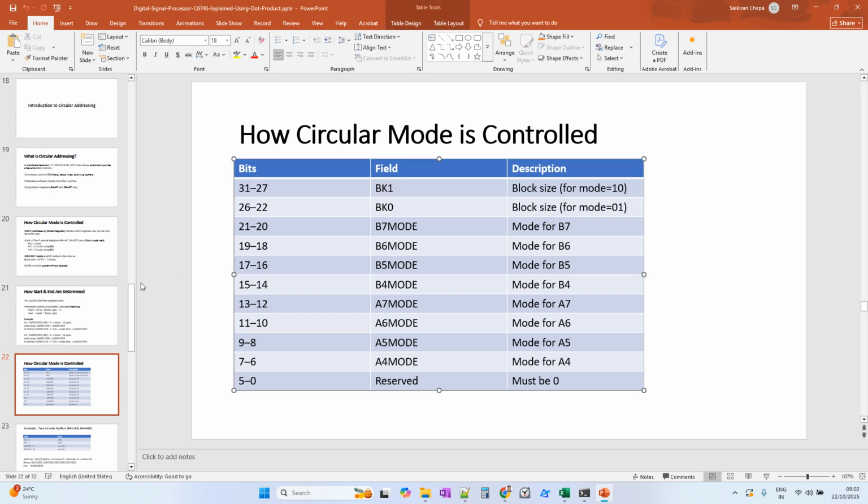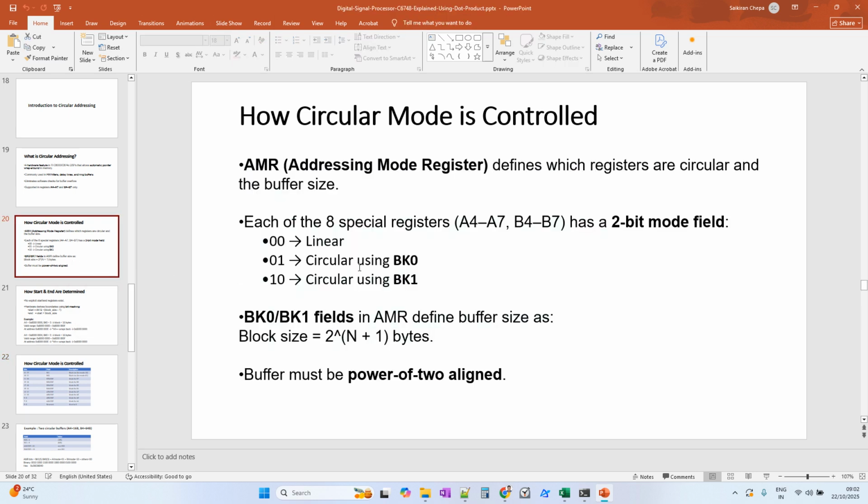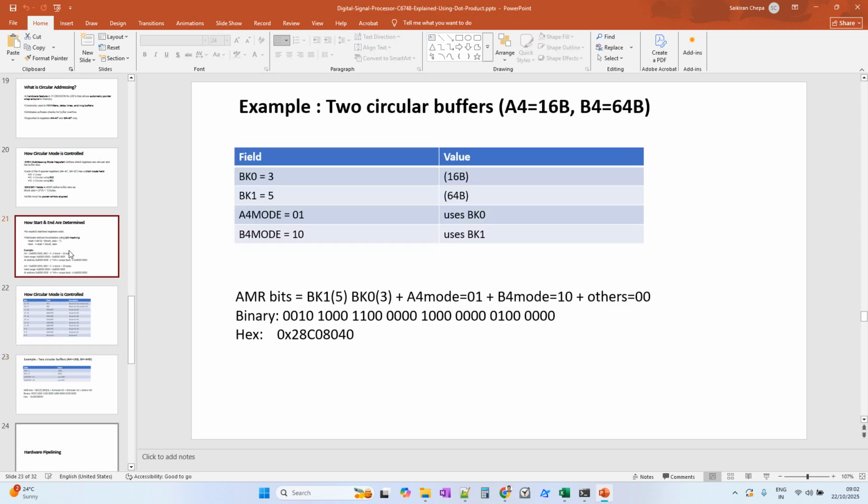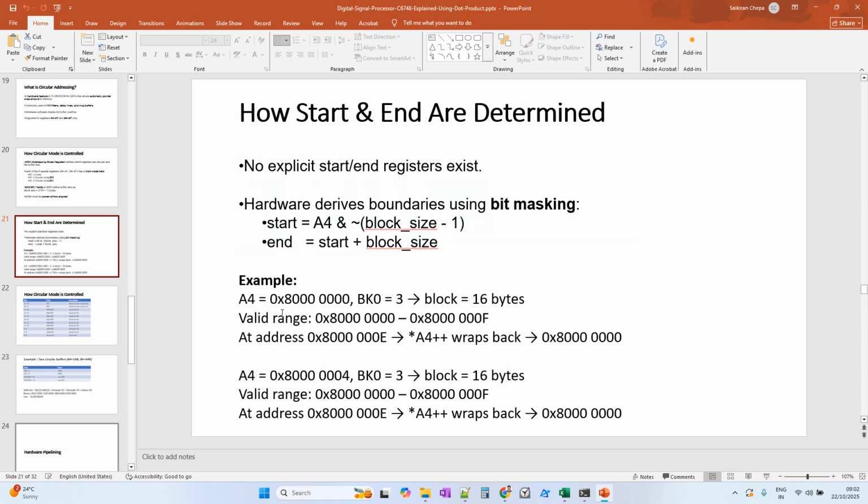Here we give a capital N, that value we showed, right? So capital N we give. 2 power N plus 1 is the buffer size, which will wrap around. For example, if you see the example here, I told you that the hardware will calculate the start address and end address.